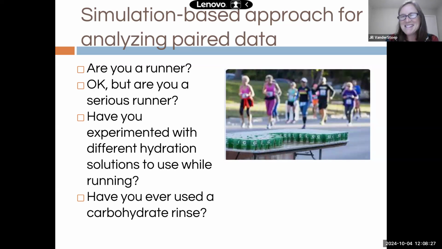I see a few hands. Yeah, but are you a serious runner? Have you experimented with different hydration solutions and which ones work better or not so much? And how about this new thing I had never heard of before, carbohydrate rinse?